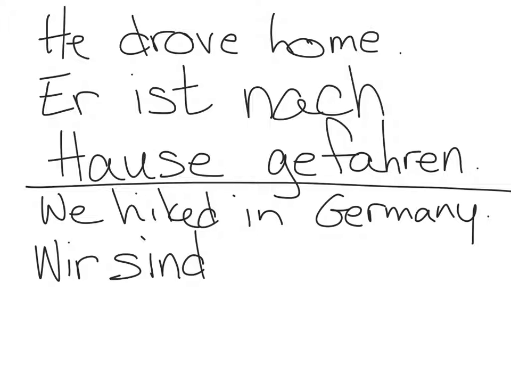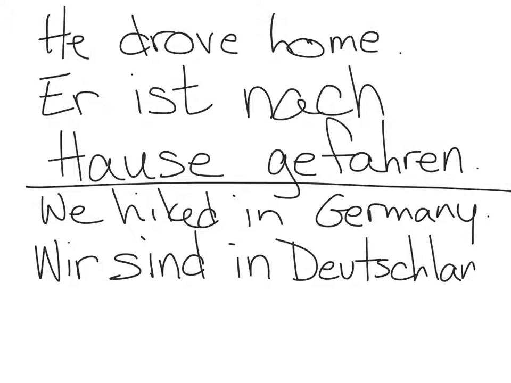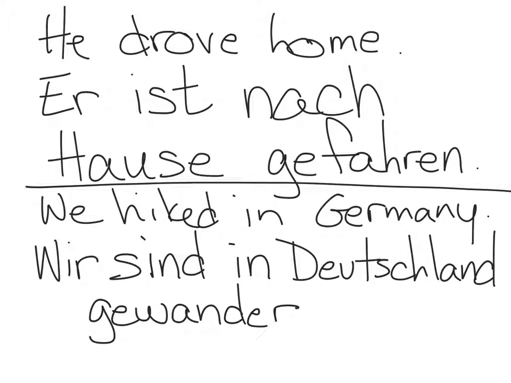Then what? Deutschland. In, not im. That means in the. Okay, so in and then Deutschland. Now, wandern. Is it a regular verb or irregular? It's regular. So what's our GE word going to be? Gewandert. Okay. So wandern, got rid of the N, left everything else alone, added a T. Wir sind in Deutschland gewandert. Okay.